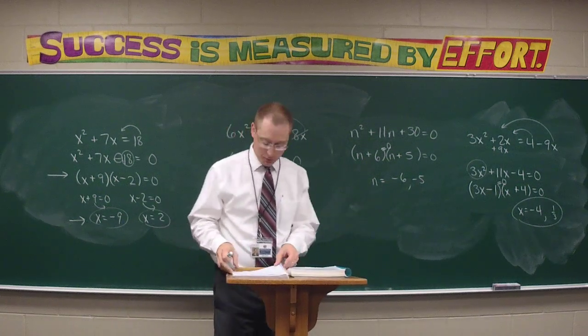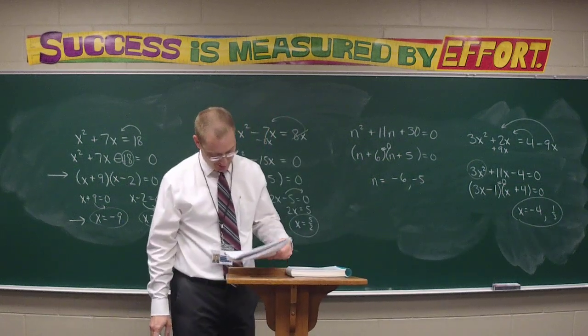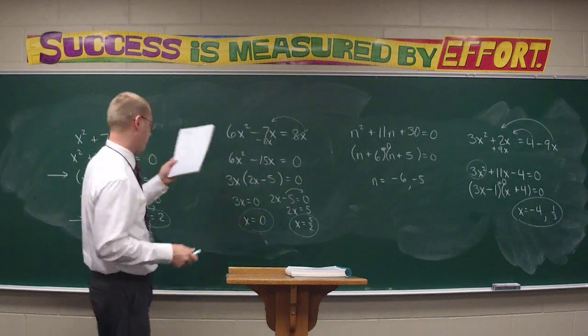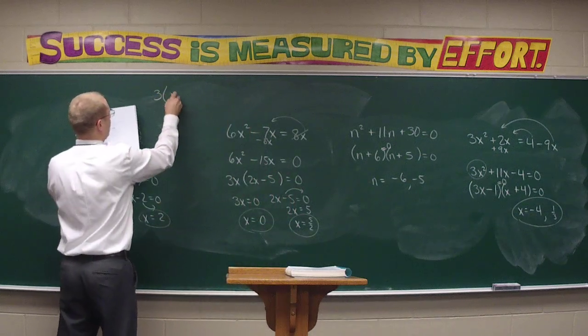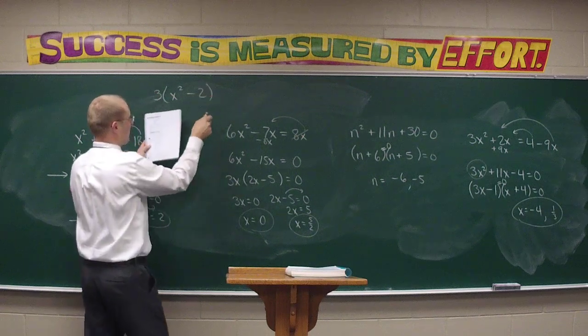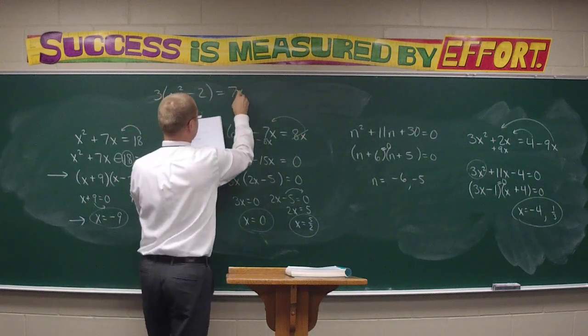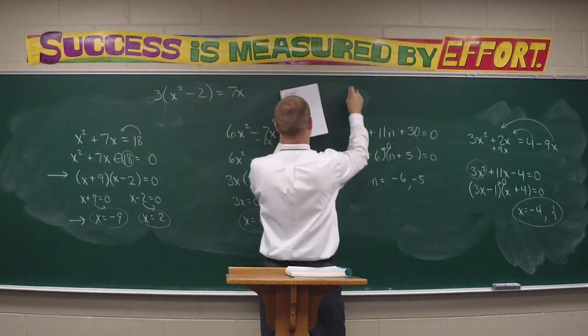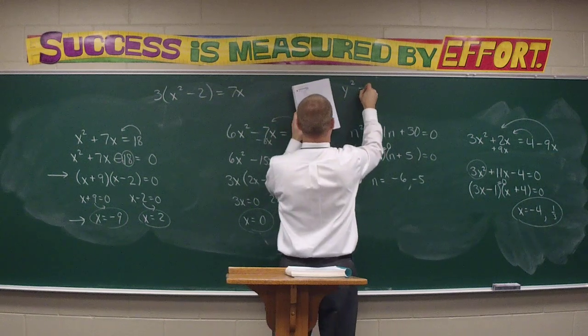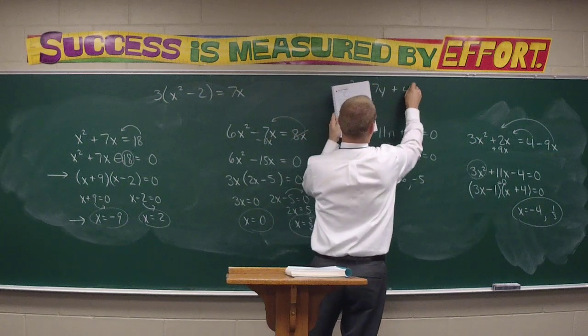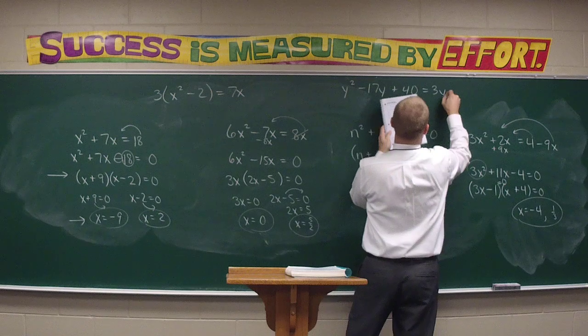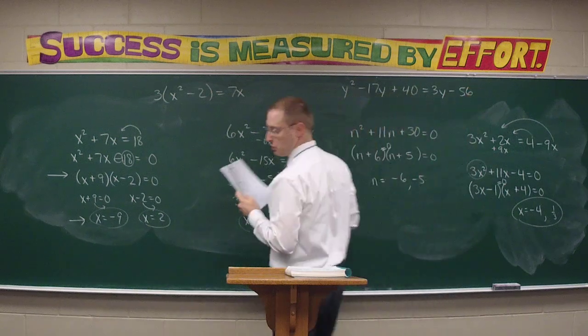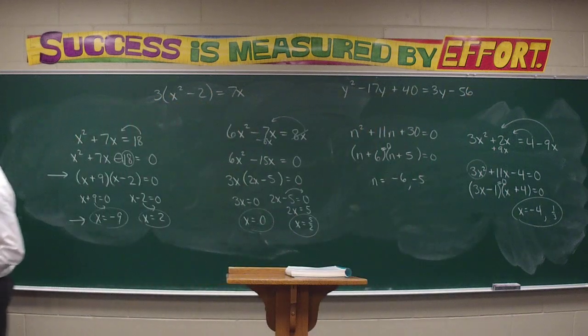Well, thanks to copying the wrong problem earlier, we don't have as much time as I'd like for this. I want to give you just a couple problems before we go. Write this down. If you went 3x squared, or 3 times the quantity x squared negative 2 equals 7x. And let's do this one here. y squared negative 17y positive 40 is equal to 3y negative 56. We'll do these two and we'll call that it for today.